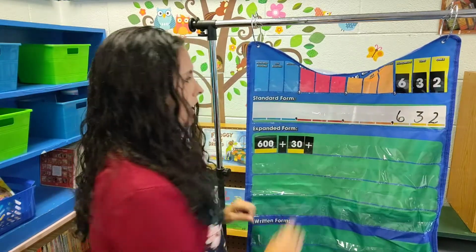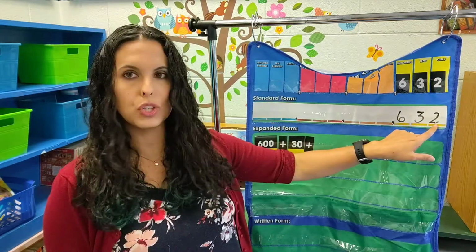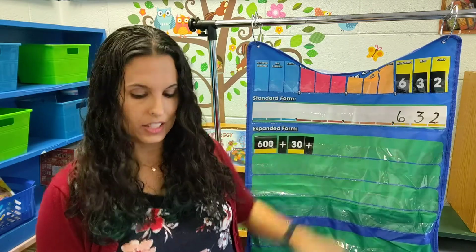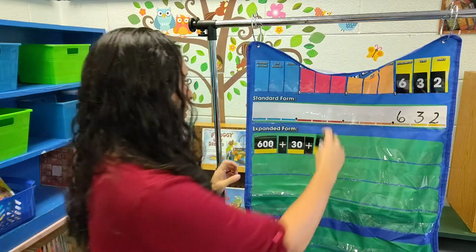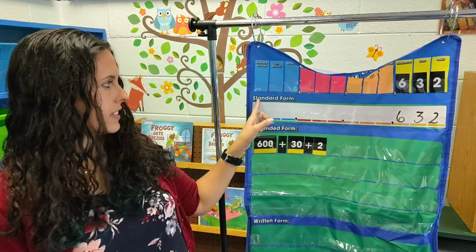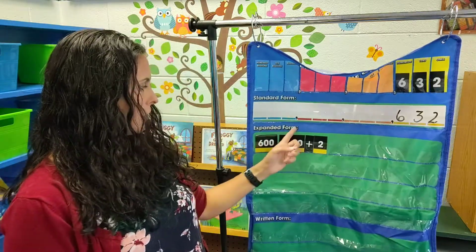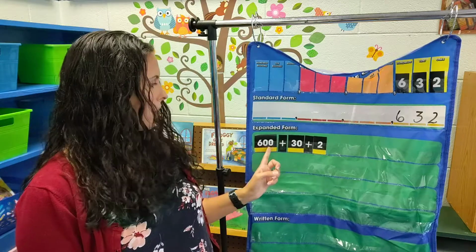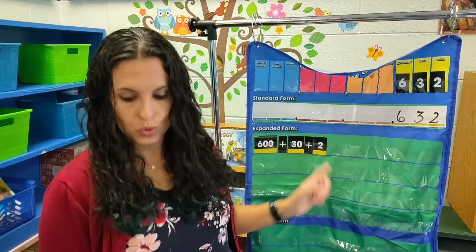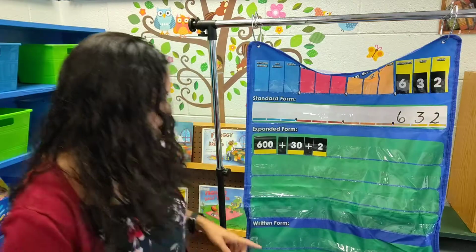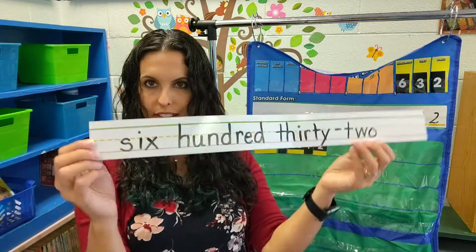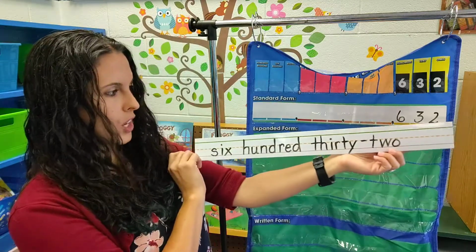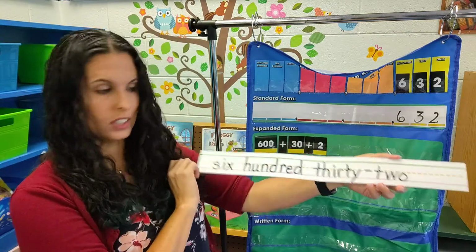Plus sign again. And your last digit is a 2. Your 2 is in the ones place. And so it is just a 2. There would be 2 units in the ones place. Okay, so again, standard form is the number actually written. Expanded form is where we break the number up into its values. Your last form is called written form or word form, and that's where you actually write the number. So it says 632.